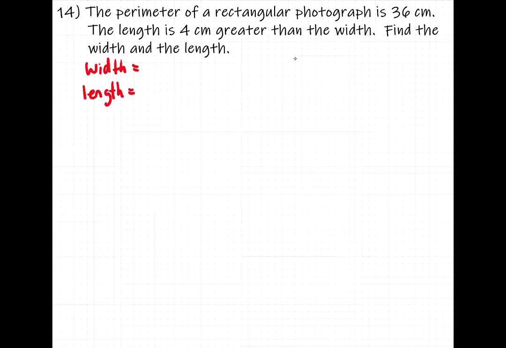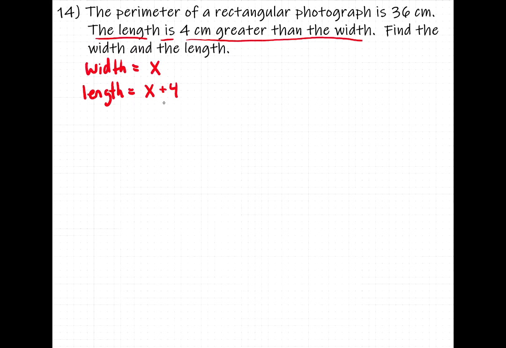The length is 4 centimeters greater than the width. So if we knew the width, we could add 4 to that number and get the length. So let's call the width x. And then we know the length, which we need to give a symbol down here, is 4 centimeters greater than the width. So 4 more than the width, which we're calling x. You could call it w if you want, any letter. I'm just using x out of preference. And 4 more than that, so we'll say plus 4.